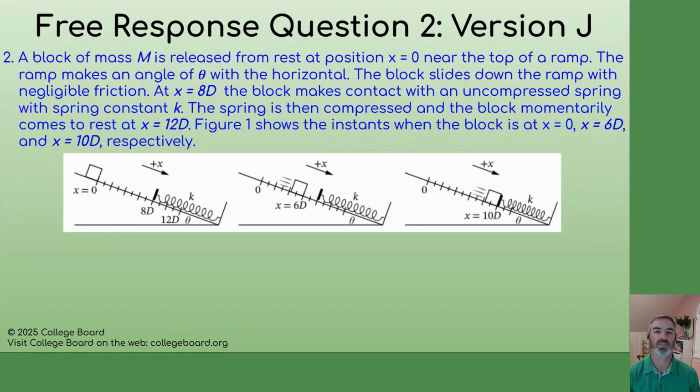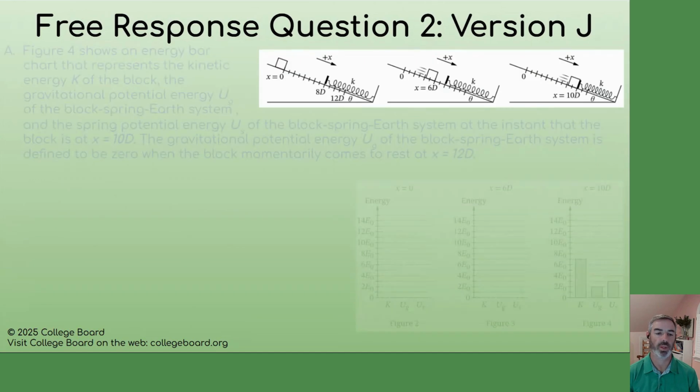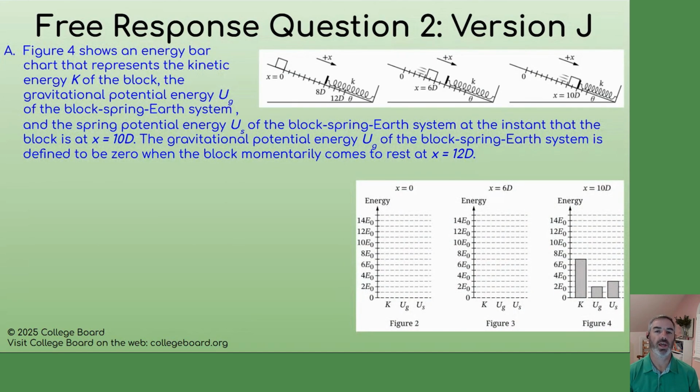It tells us that at x equals 8d, that's the moment the block makes contact with the spring and starts to compress it, and that it's completely compressed and at rest when it gets to a position of x equals 12d. It gives us some information: the angle of the ramp is theta, the block has a mass m, and there's negligible friction, which means there's not going to be any energy lost in our system. Figure 4 shows an energy bar chart of kinetic and potential energy for the block-spring-Earth system. That's key, block-spring-Earth system. That means all of our energies are going to be in our system.